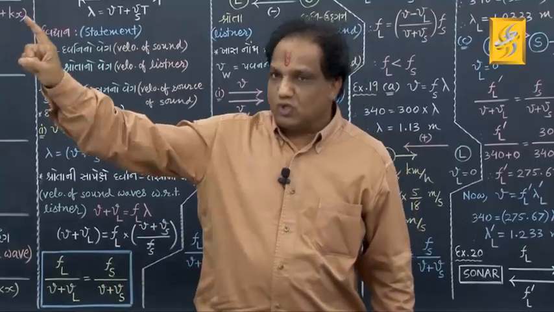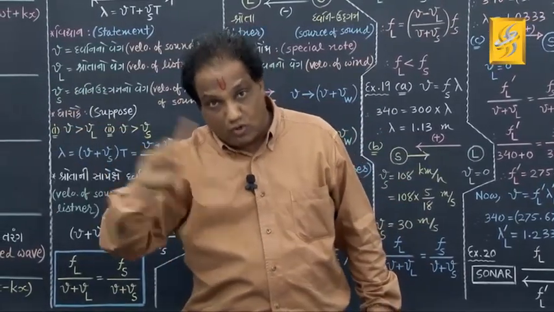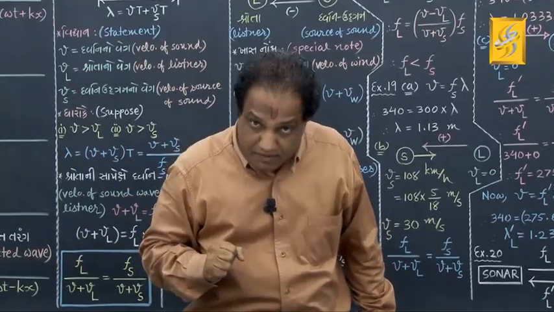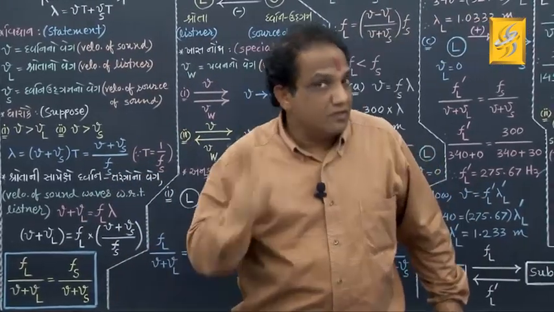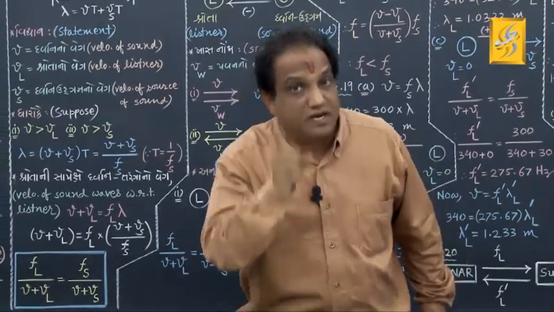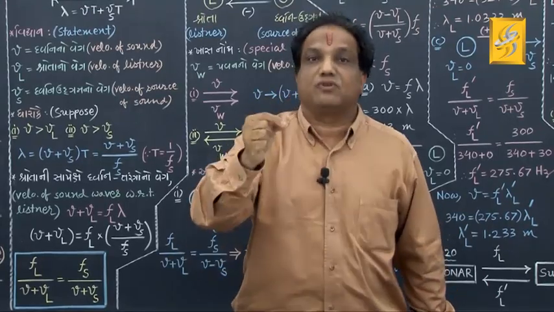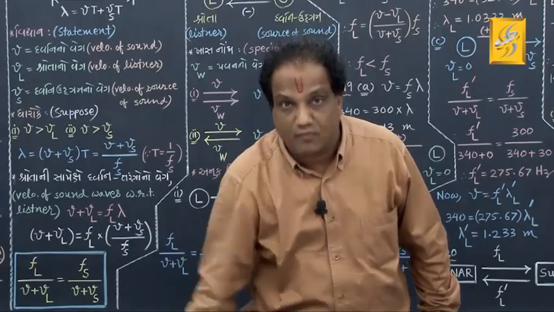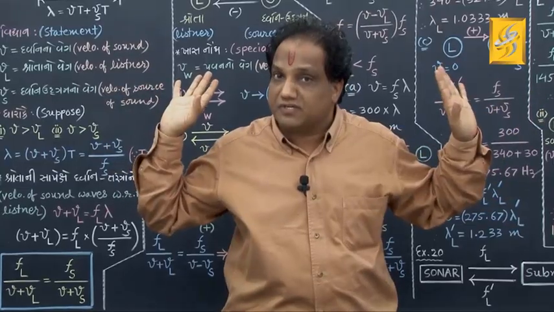Whenever a source of sound or listener or both of them move relative to stationary air medium and relative to each other, the frequency of sound heard by the listener is found to be somewhat different than the frequency of sound actually generated from the source. This very phenomenon is known as Doppler's effect.